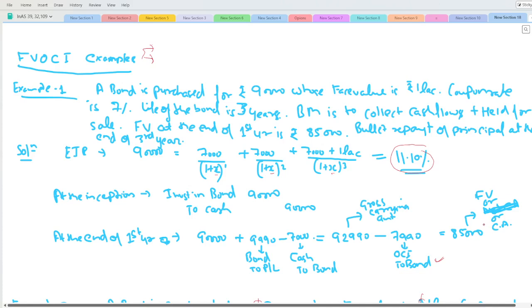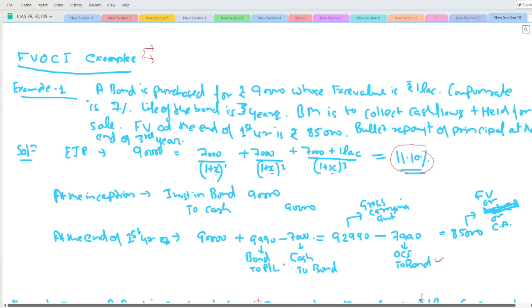Otherwise, if you were doing it for the first time, you would directly take 90,000 minus 85,000 and transfer it to the OCI, which is wrong. That's why it is called a mixed approach, FVOCI, where you follow the amortized cost method and blend it with the mark-to-market movement, that is, blending with the FVTPL impact. So this is a mixed approach. I hope this is clear.